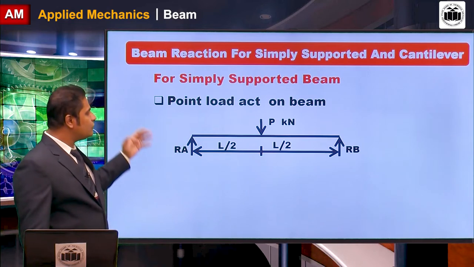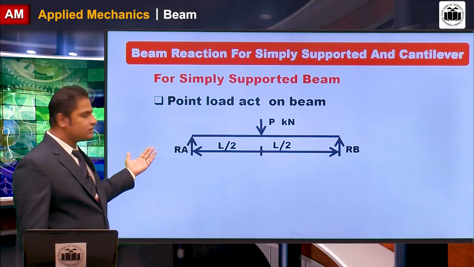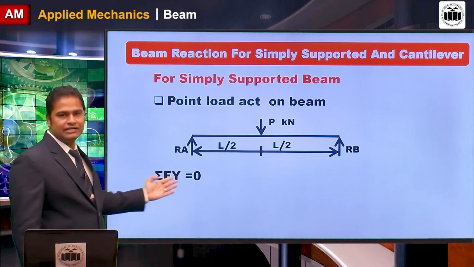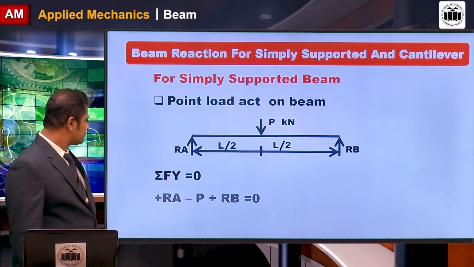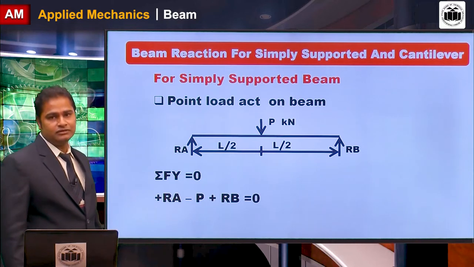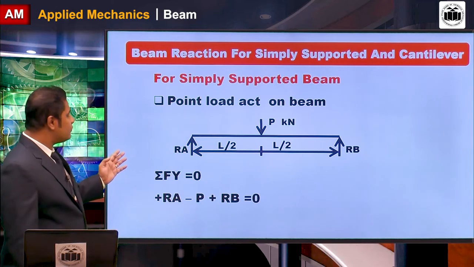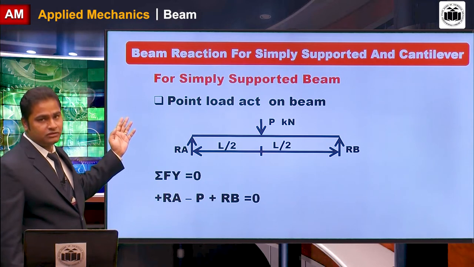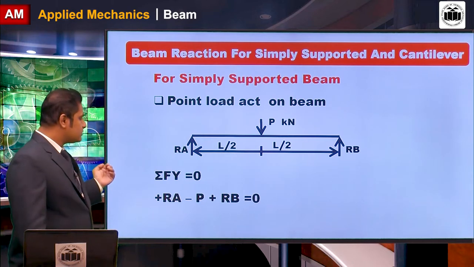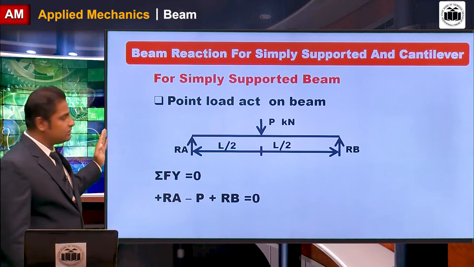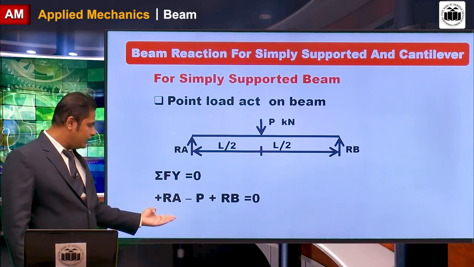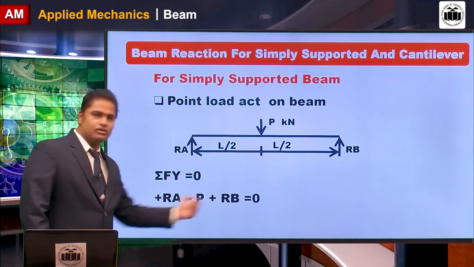How do we calculate the reactions of this beam? The first step is taking the summation Fy equal to 0. What does the summation Fy mean? The forces acting in the y direction equal 0. The first force is vertically upward and the second, P, is vertically downward. Upward vertical forces are positive and downward vertical forces are negative. Then we easily get RA minus P plus RB equals 0.